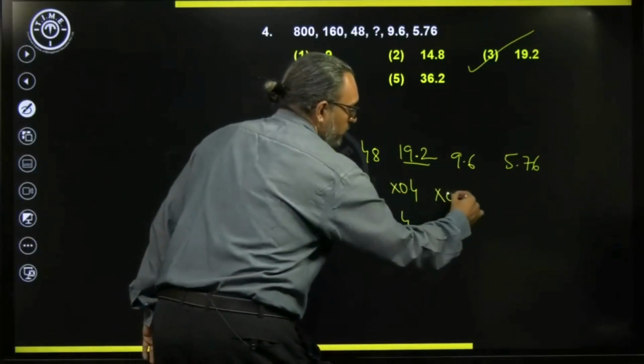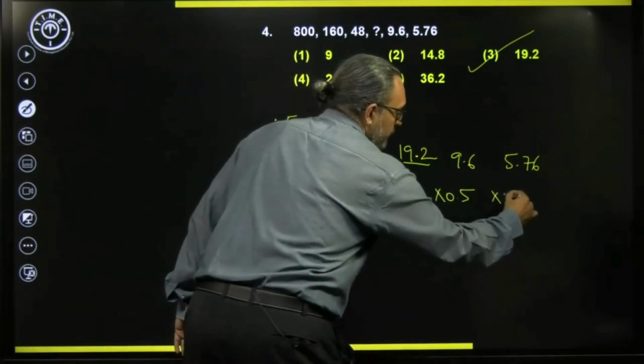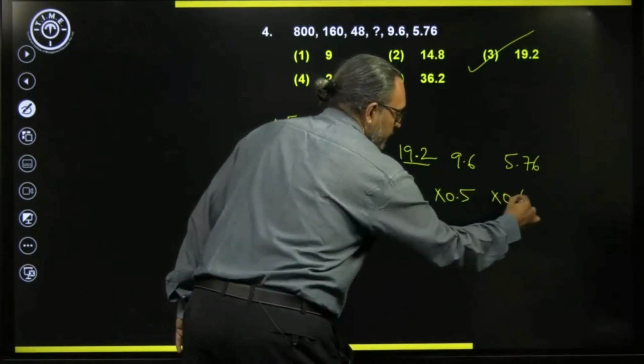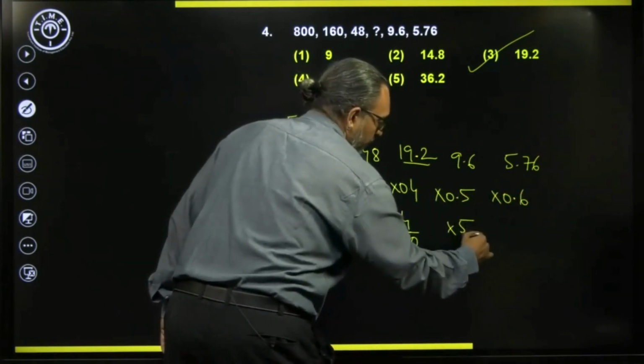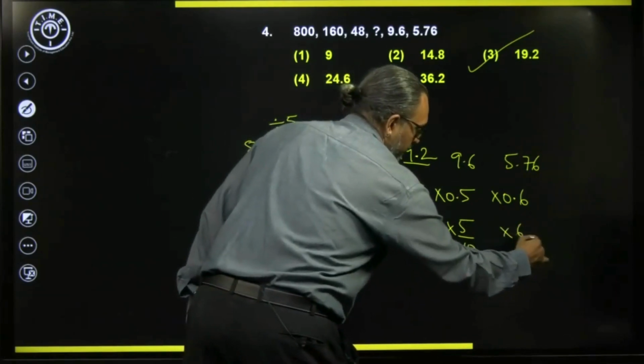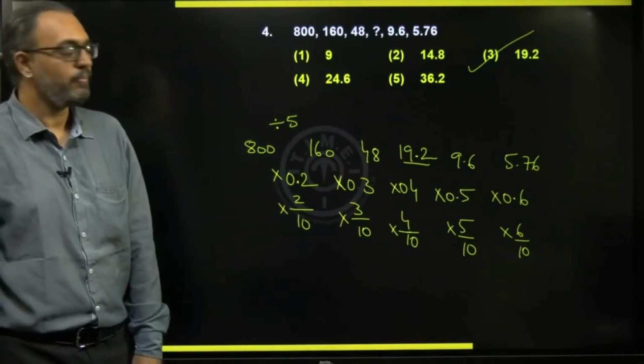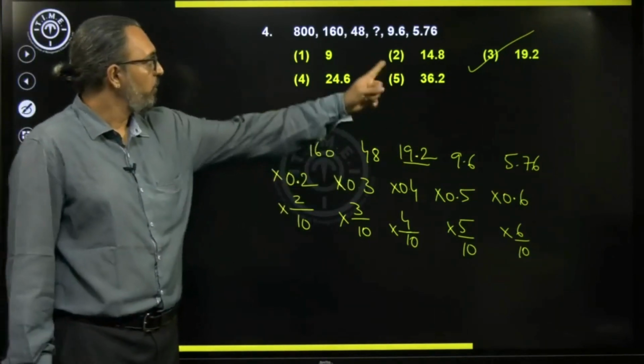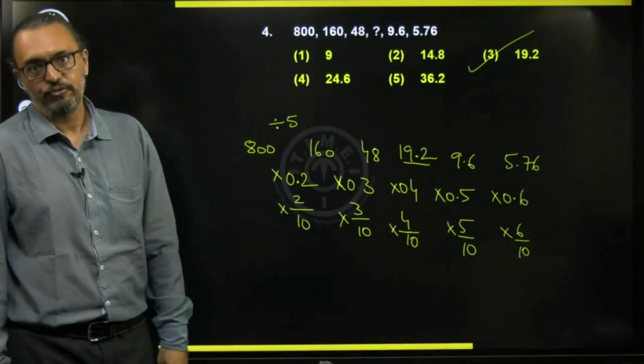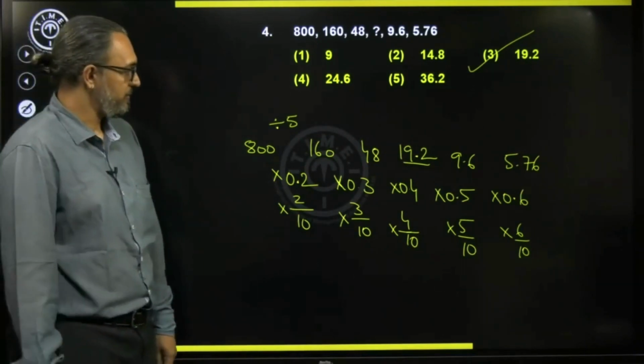So 0.4, this is 0.5, this is 0.6. That's the multiplication into 5 by 10 into 6 by 10. That's how we can look into and get our answer. Okay. So 19.2, third option is what we have. Okay. Yes.